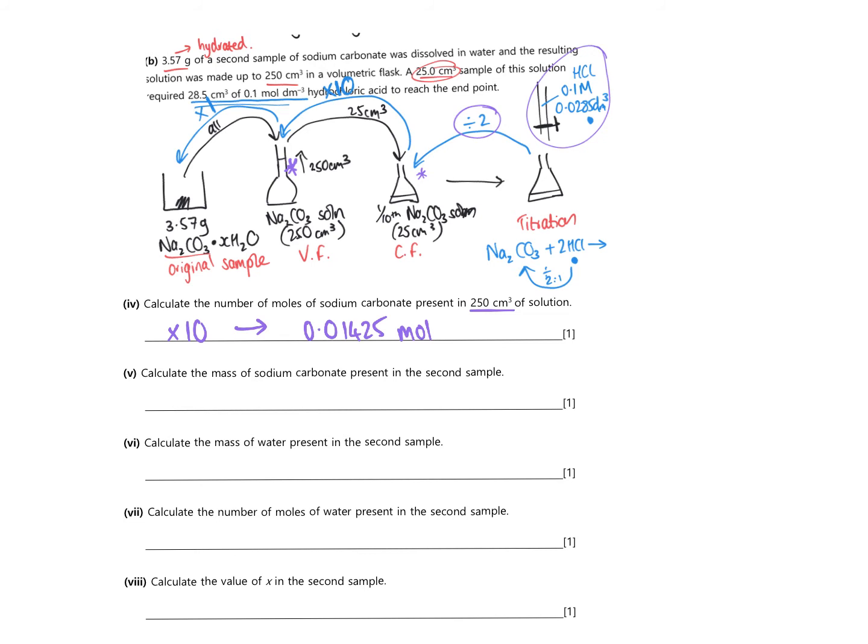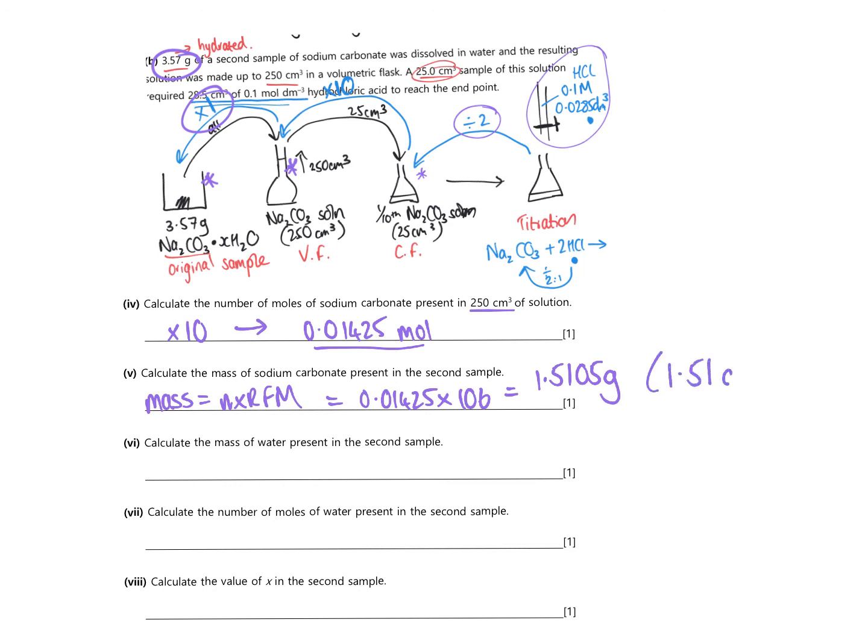Calculate the mass of sodium carbonate present. Well, if we look back, we can see that to get our number of moles in our original sample, we just times by 1. So it's going to be the same number of moles, 0.01425. Mass equals n times RFM. That's going to be 0.01425 times 106, the RFM of sodium carbonate, and that works out as 1.5105 grams. And at this stage, because our mass in the original sample was given to us to 2 decimal places, we could round that off to 1.51 grams.